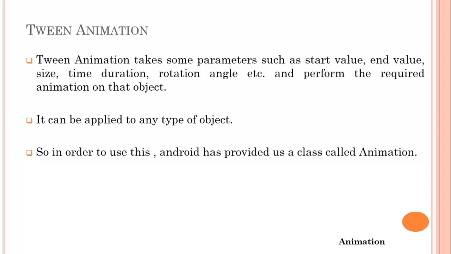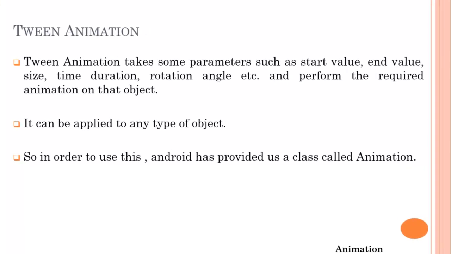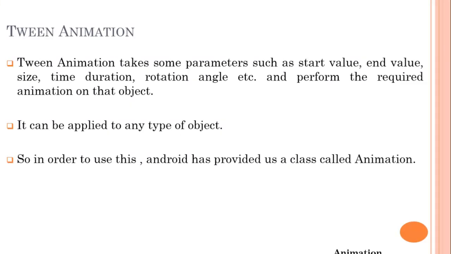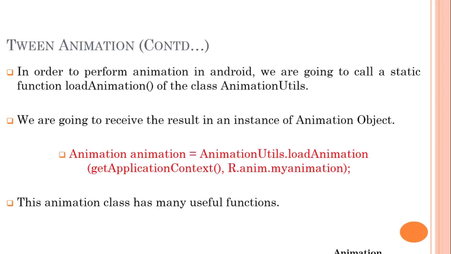This is the most used type of animation. Now what is tween animation? It takes some parameters such as start value, end value, size, time duration, and rotation angle, and performs the required animation on that object. The tween animation can be applied to any type of object. So in order to use this type of animation, Android provides us a class that is called Animation.